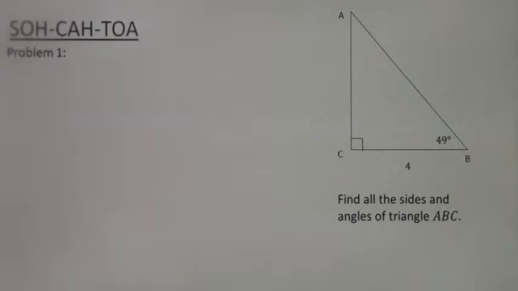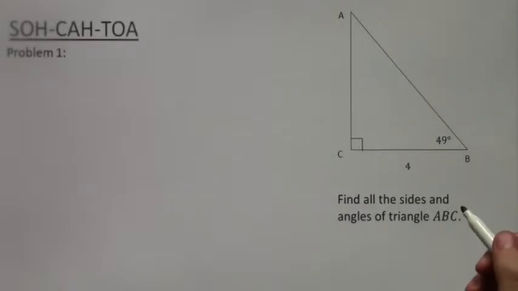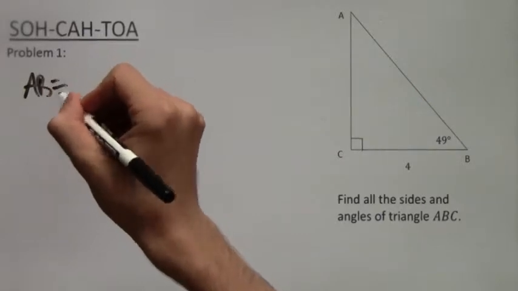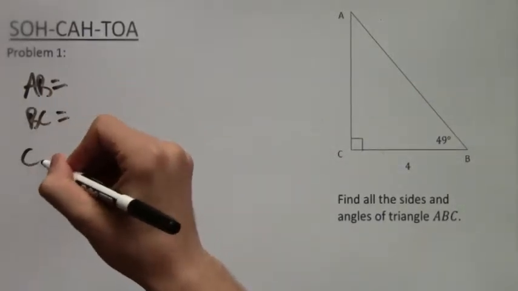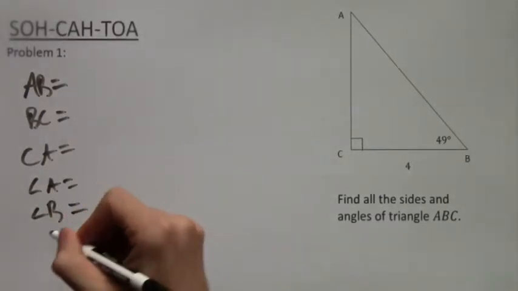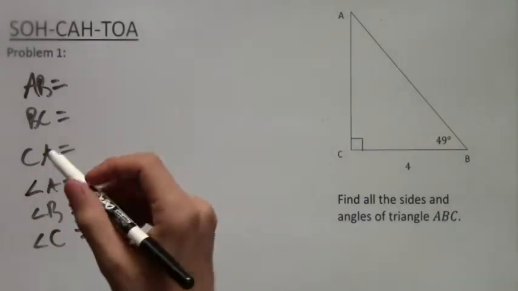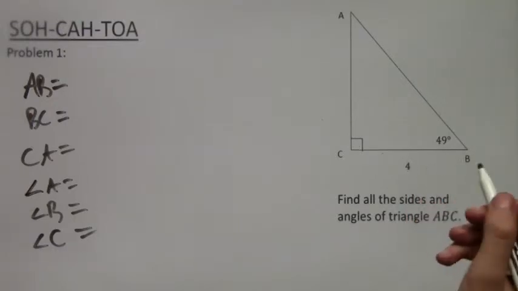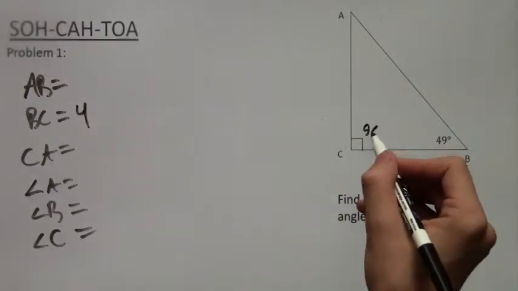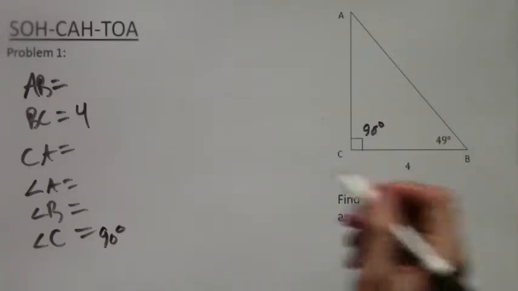Find all sides and angles of triangle ABC. This is what some people refer to as solving the triangle. In other words, we are able to find out everything about this triangle. So I'm just going to write out AB, BC, CA, angle A, angle B, angle C. These are the things that we're looking for. Some of them are already given. For example, we have 4 as the length of CB or BC. So I'm going to write 4 here. Angle C is a right angle, so it's 90 degrees. And angle B is given as 49 degrees.